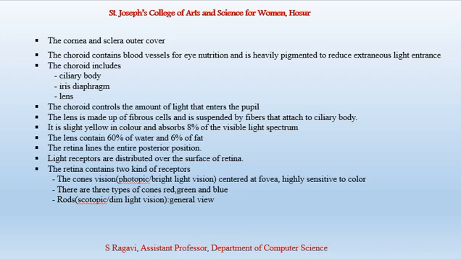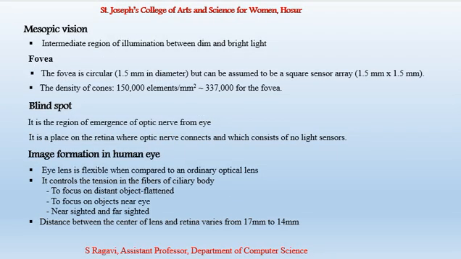The cones are centered at the fovea, and these cones are highly sensitive to color. Cones generally include red, green and blue, and the rods are useful for a general view. Next, let us see mesopic vision. This is an intermediate region that helps us to differentiate between bright and dim light.